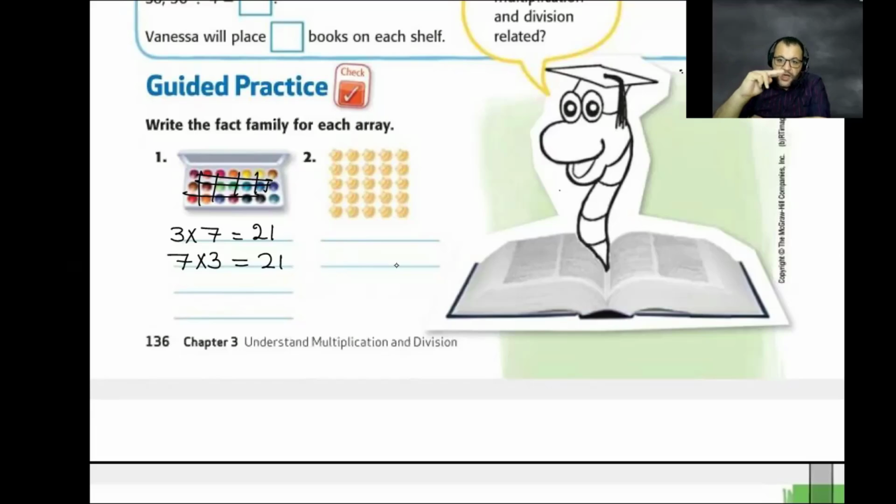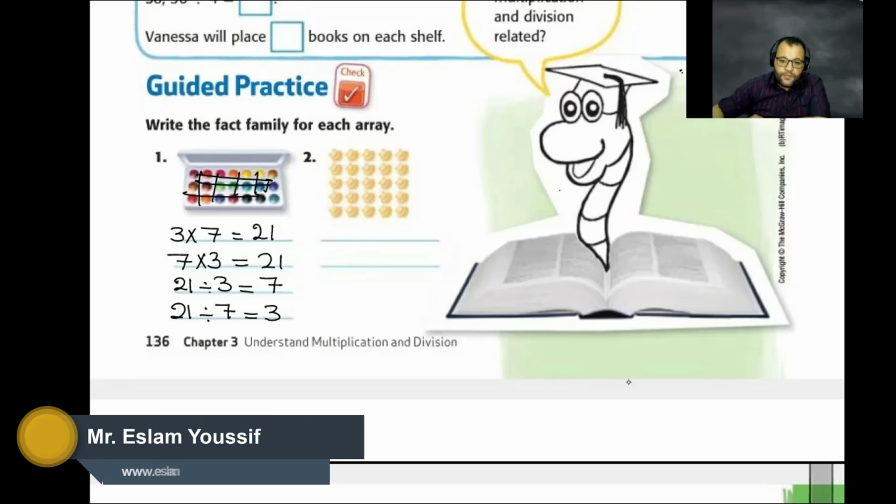So now we need to find the related division for this one. We take the product and divide it by one of the factors, and we will find the other factor. 21 divided by 3, you will find the answer is 7. Or if I divide 21 by 7, the answer will be 3.